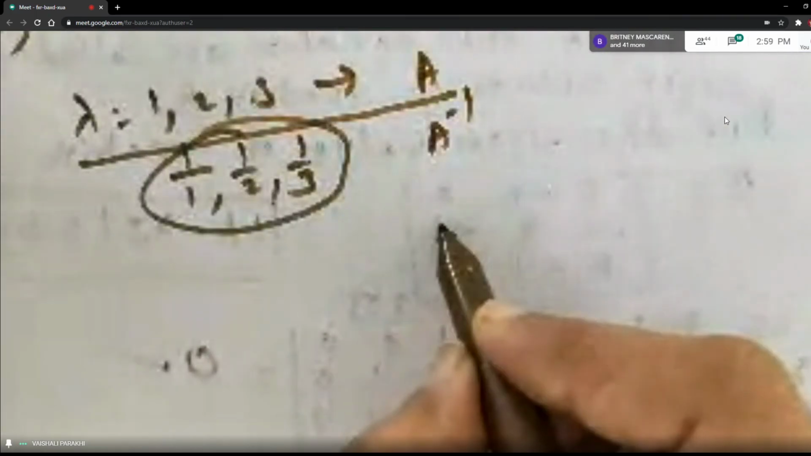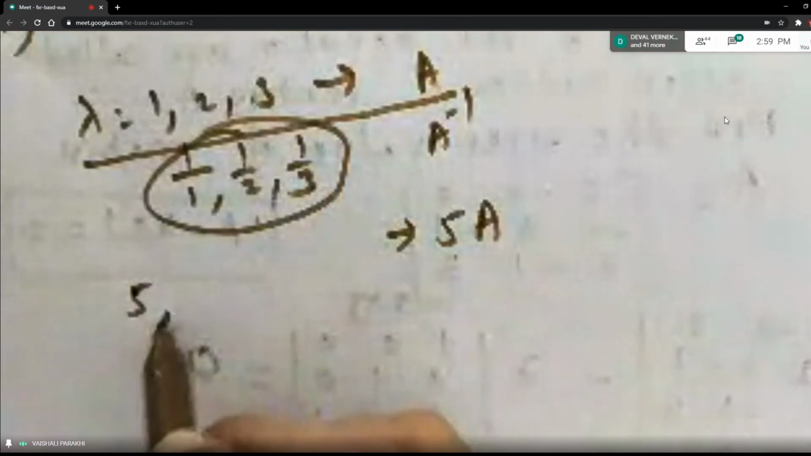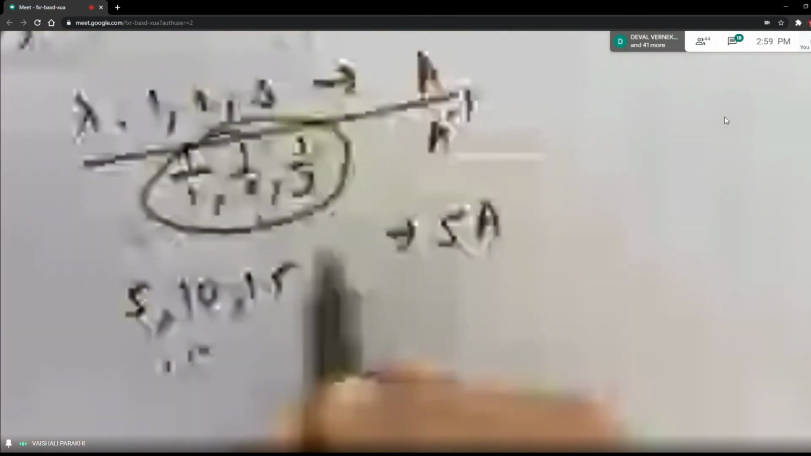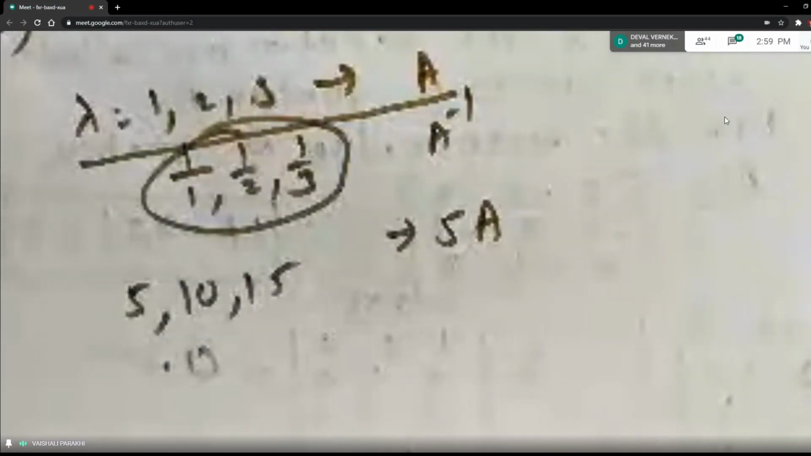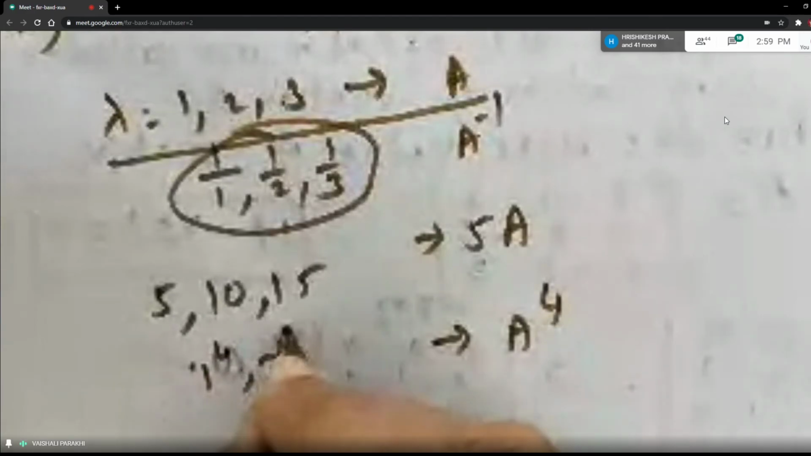Suppose these are your eigenvalues and it is asked to find out what are the eigenvalues for the matrix 5 into A. So what are you going to do? Multiply every eigenvalue by 5. So it will be 5, 10 and 15. These will be your eigenvalues. You understood what I am saying? Suppose it is asked to find out eigenvalues for the matrix A raised to 4. You are not going to multiply matrix A 4 times. Just raise the power of every eigenvalue, so it is 1 raised to 4, 2 raised to 4 and 3 raised to 4. That's all. Okay?